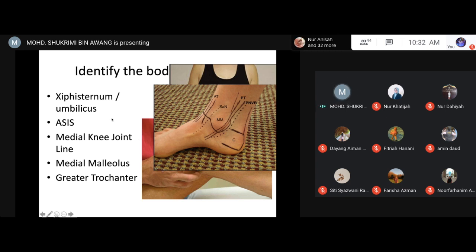Now the greater trochanter. How do you locate your greater trochanter? How do you locate your greater trochanter?